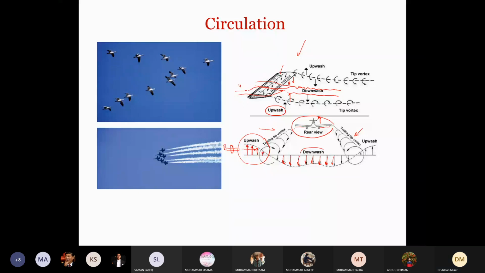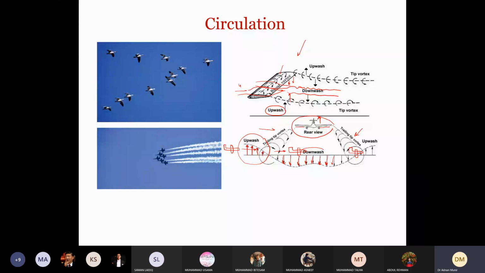When this aircraft is flying in this region, it will observe a net force acting in downward direction, which will result in reduction of the lift force because of downwash. And again, when it crosses this point, it will feel upward force because of upwash. So this is the significance of these upwash and downwash velocities, right?